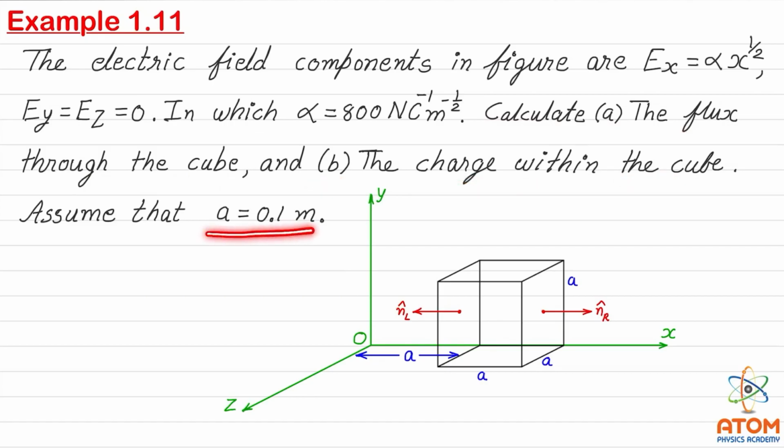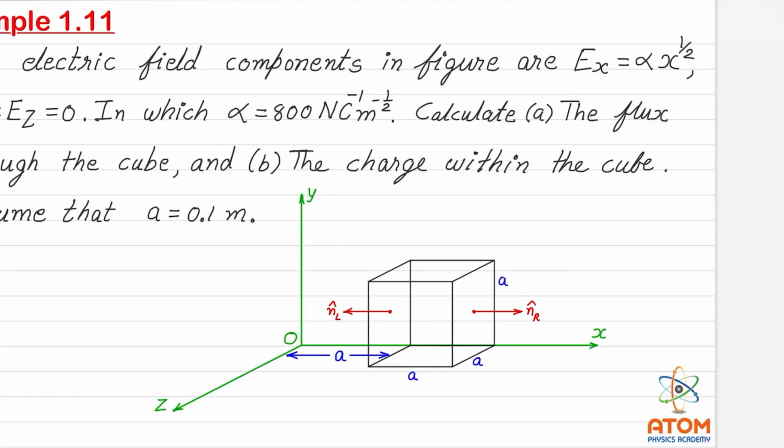Assume that a is 0.1 meter, that means the length of the side of this cube is 0.1 meter. Here, this is the cube kept in this XYZ coordinate system. One thing to be noted, which is not given in this question, is that the distance of this cube from the origin is a. The cube is placed at a distance a from the origin, and the length of all the sides is also a. Let us see the solution.